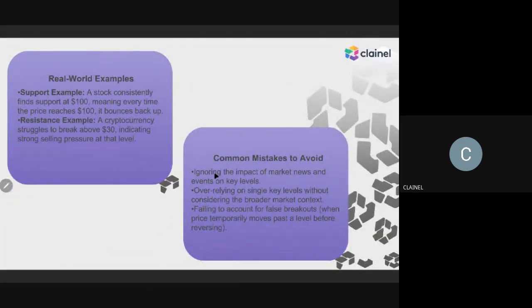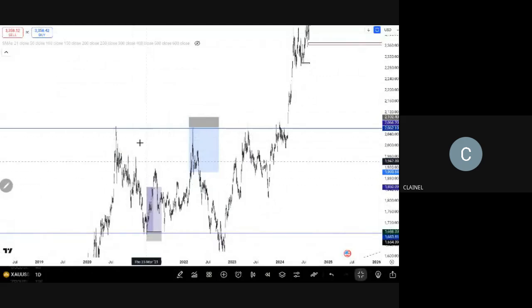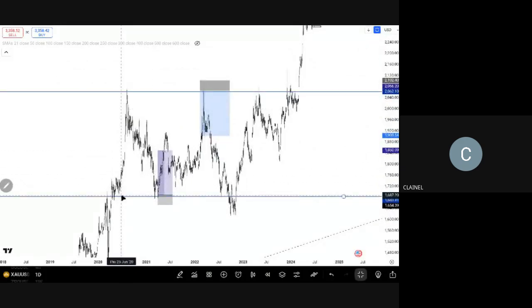Okay, now let's proceed to our support examples. A stock consistently finds support at $100, meaning every time the price reaches 100, it bounces back up, just like we have here in TradingView. Anytime gold reached 1,688, it tends to bounce, even when it had a fake out. When it came back in, it went up.